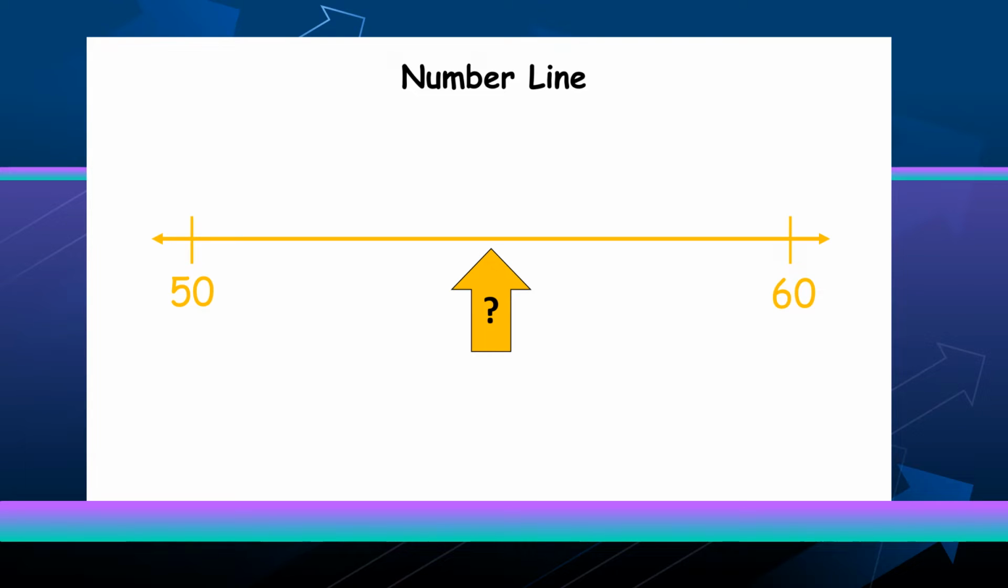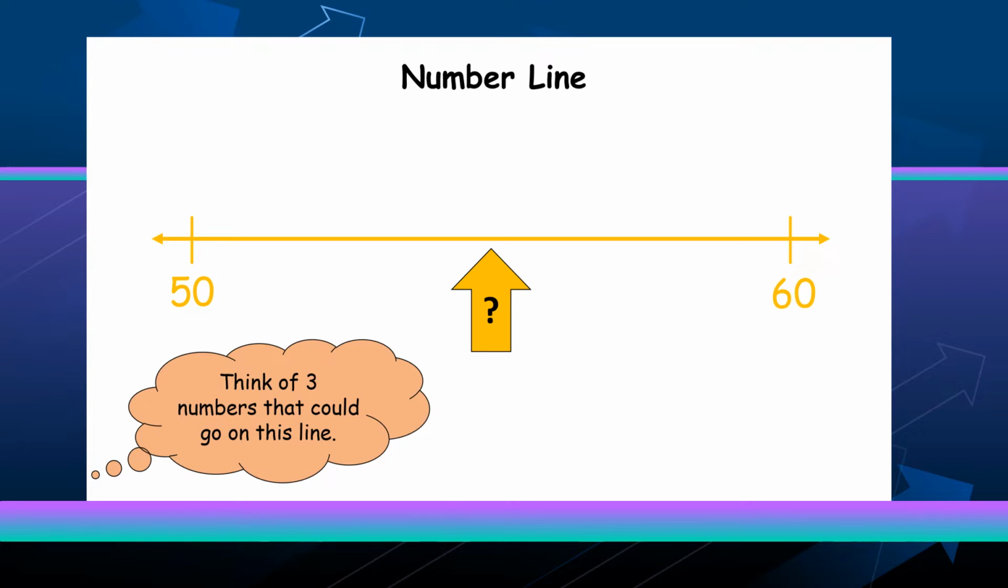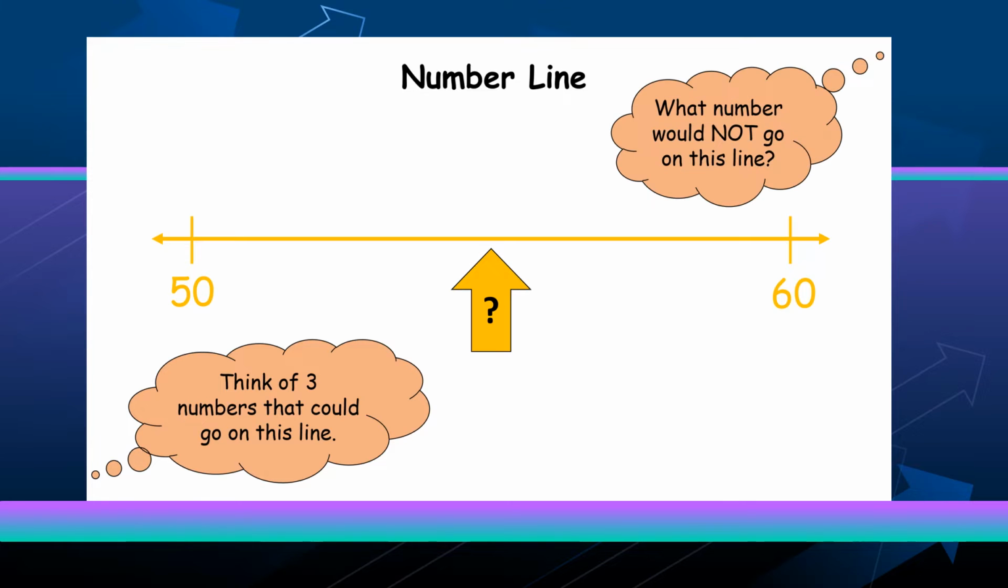Take a look at our number line here. We're engaging students to start to think about what numbers could go on our number line. We could ask about what number would be in the middle. We could also ask students to think of three numbers that could go on this number line. We're starting to engage them to think about place value and where numbers are located. We could also ask a student which number would not go on this number line. These would be warm-up activities or engage activities for students as they begin thinking about rounding.